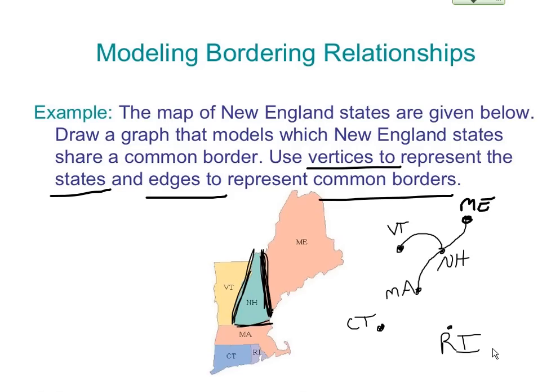Now let's look at Vermont. Vermont is bordered by New Hampshire, but we already did that one, and by Massachusetts, so we need an edge going to Massachusetts. We look at Massachusetts, it's bordered by Connecticut and Rhode Island. We got Rhode Island here, and then Connecticut and Rhode Island share a border. So this would represent the New England states.